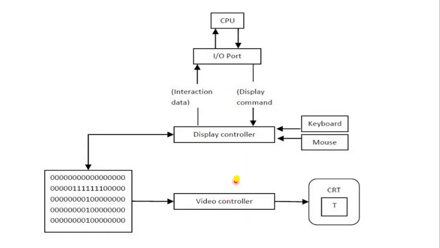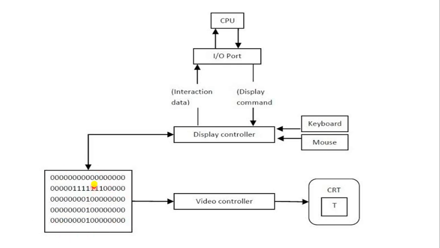In vector scan display, only three things can be displayed: points, characters and lines. But here we can generate many kinds of things. The video controller takes the information from the refresh buffer. In this refresh buffer, zeros and ones are stored. Zero means no need to write anything on the screen, the beam will not write anything, no information. One means there is information that has to be displayed, drawn on the screen.